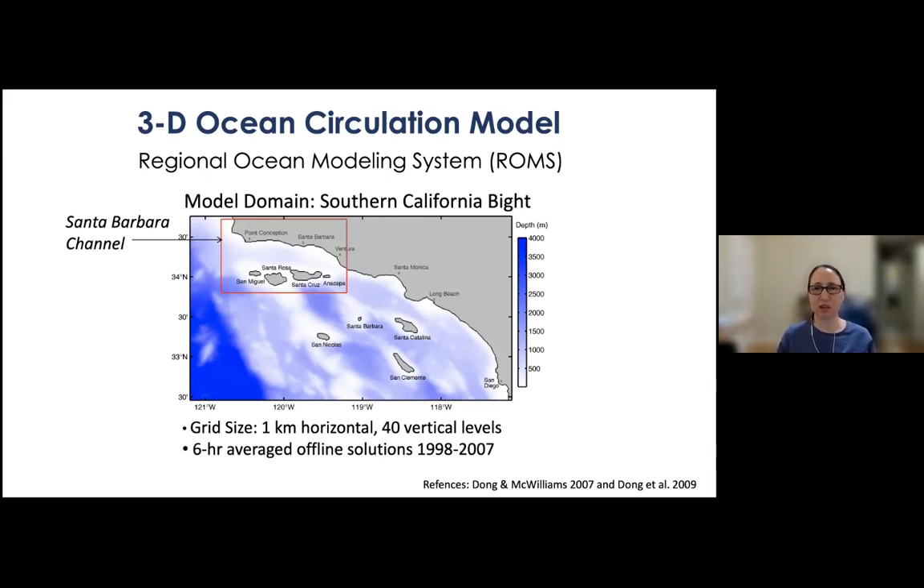And so we have stored the results of the entire Southern California Bight, the whole domain. It's stored in 6 hour average offline solutions. It's a 1 kilometer horizontal grid and has 40 vertical levels. The one thing to emphasize is that even though it has 40 vertical levels, it does have realistic bathymetry, so those vertical levels actually change. They stretch to the depth at that point. So it is realistic in 3 dimensions as opposed to just 2.